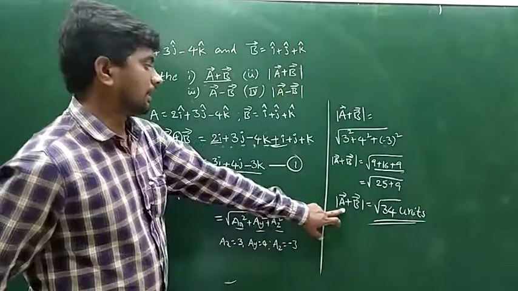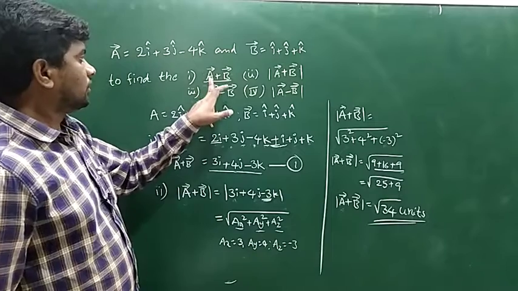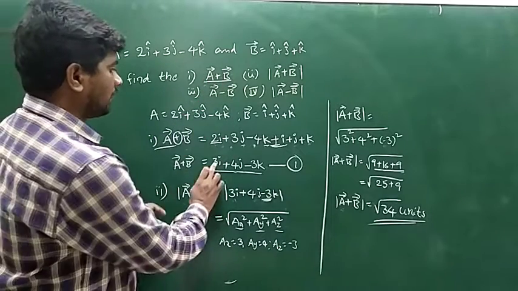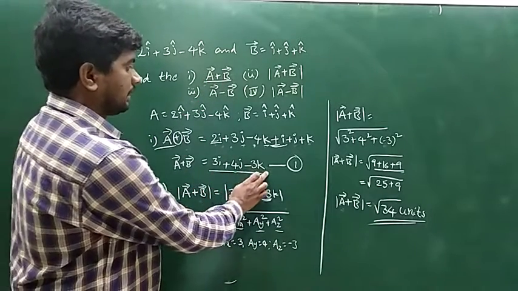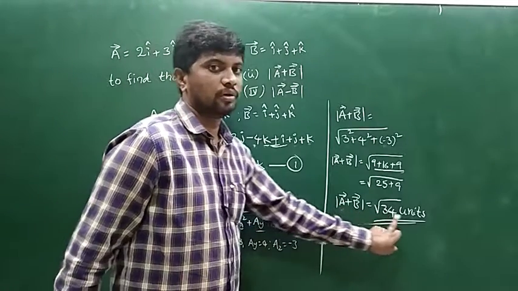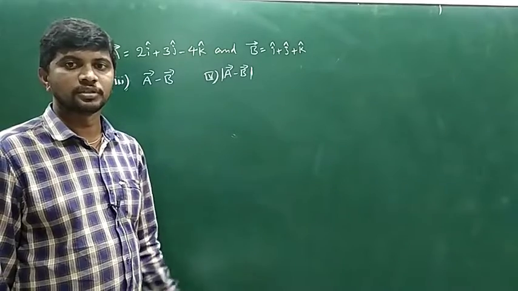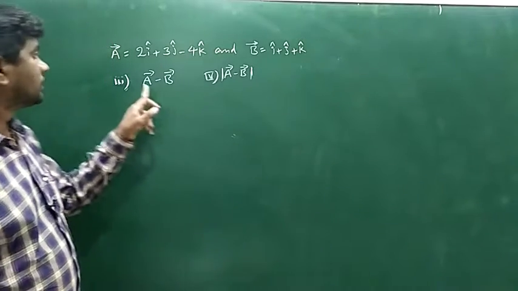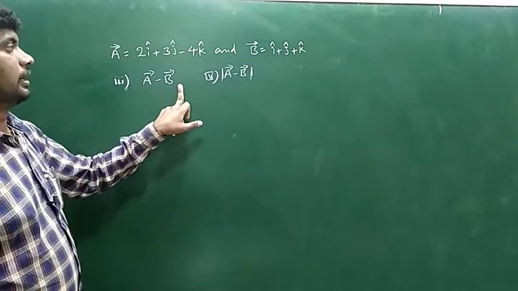This is the second answer. The first answer is a bar plus b bar equal to 3i plus 4j minus 3k. The second answer is mod a bar plus b bar equal to root 34 units. The third problem is a bar minus b bar.